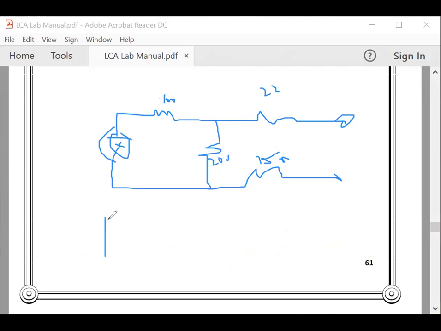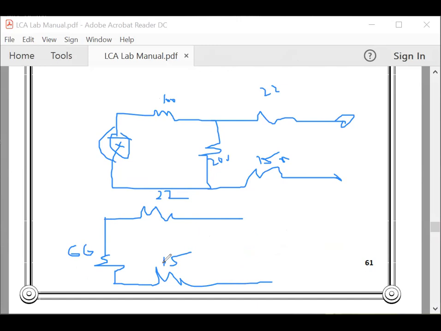We have now our new circuit will be like this. This is 66 ohm. This is 22 and this is 15 ohm. So plus all these three resistances, because these are all in series, so plus 22 plus 15, it is almost equal to 103.66. This is RTH.